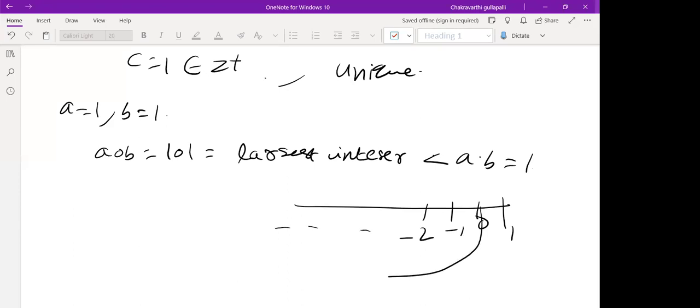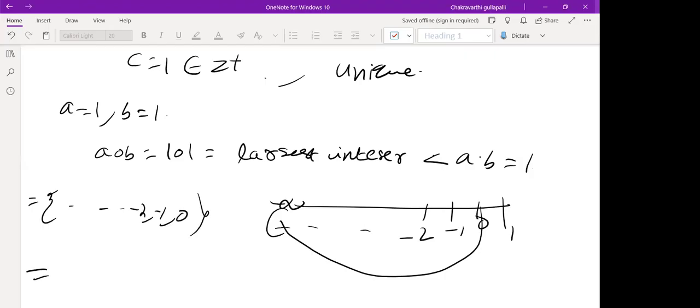Less than 1 means this. So what is the largest integer among them? The integers less than 1 are 0, minus 1, minus 2, and so on down to minus infinity. What is the largest among them? 0. Unique only you are getting. But is it binary?